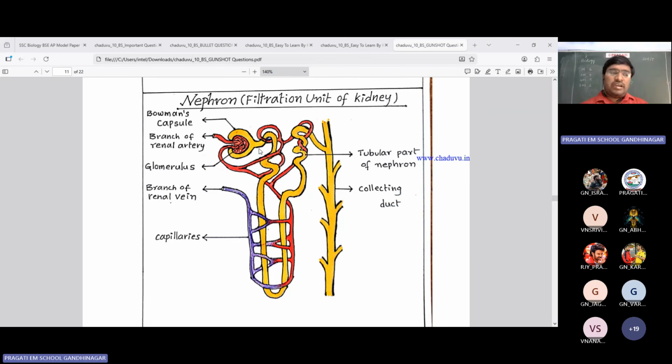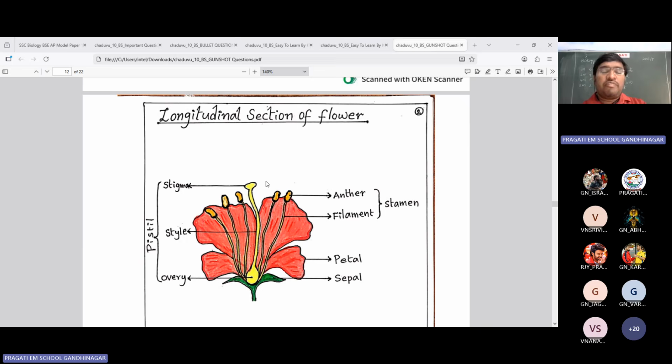Okay, if the question is important for diagram representation, you should draw the diagram for the related question. Okay, you have to draw the related diagram for the particular questions. Okay, next, after the nephron, flower structure, LS of flower, LS of flower.